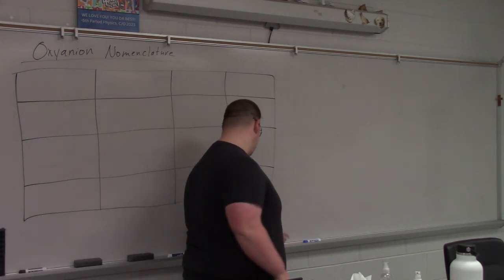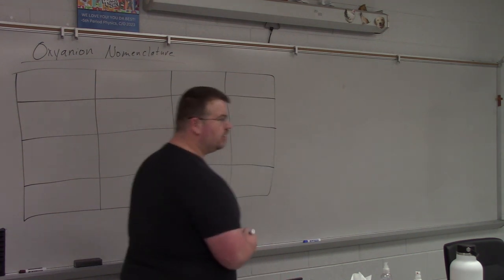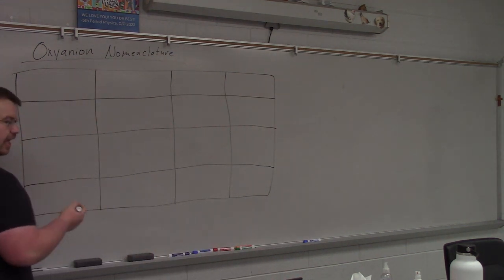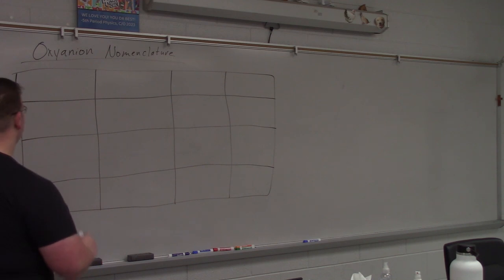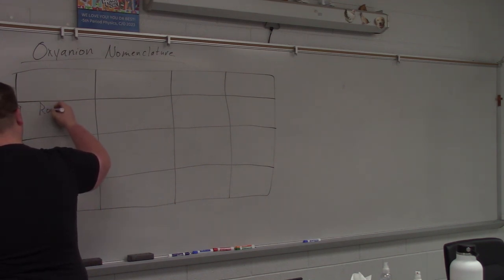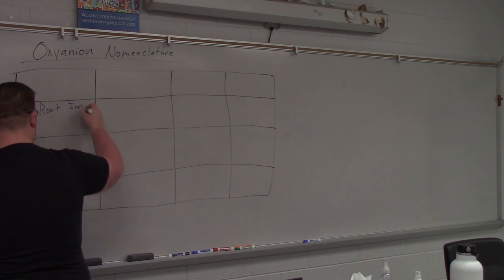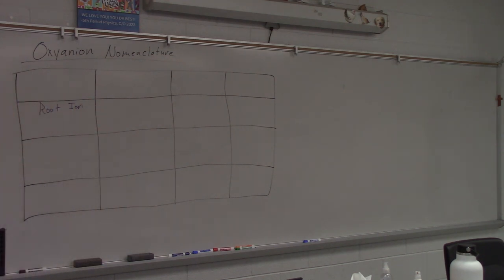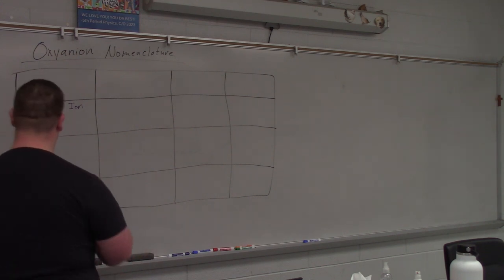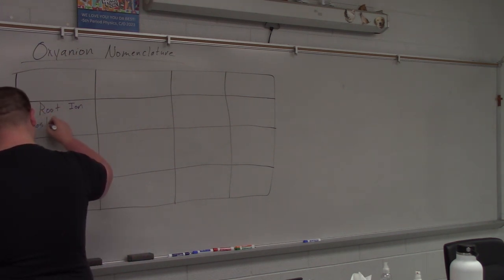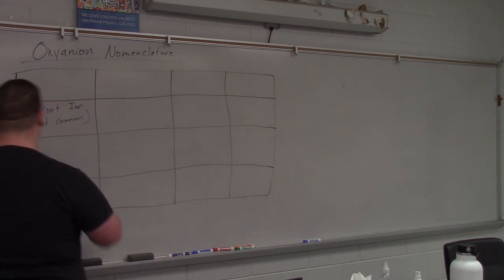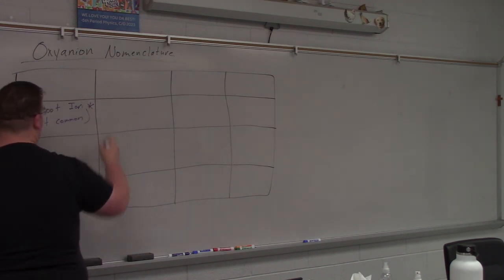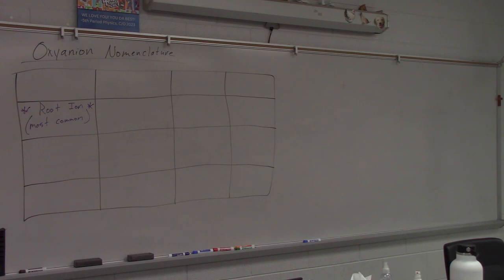So here's what we got. So first thing we have here, okay? All oxyanion nomenclature that will help you is by the root. So here's the root ion. You're going to find out why. The root ion is one that is said to be most common. This is the one to remember. This is why I'm writing this one in purple. If you remember this one, we can build from there.